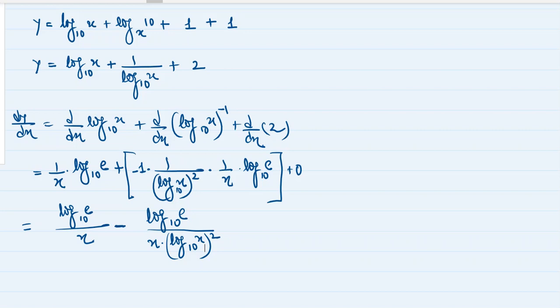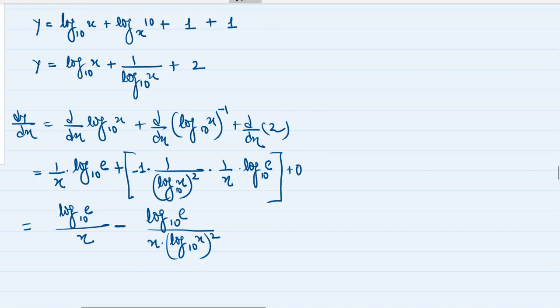Oh, okay. So I think we can do one thing. We can bring everything in terms of log of something to the base e. Yeah, I think we can do that. So the only thing which is required is to bring this into log of something to the base e. We have log of x to the base 10.